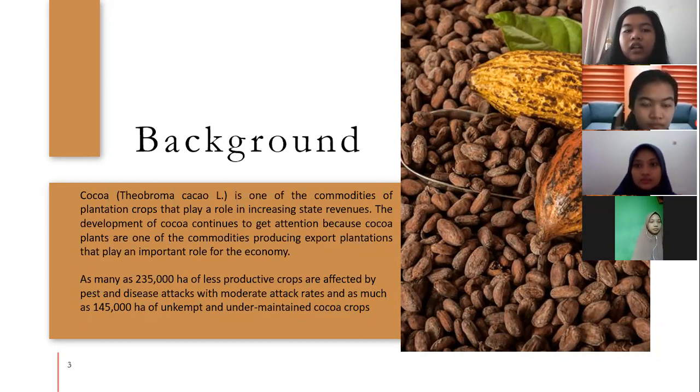As many as 203,005 hectares of less productive crops are affected by pests and disease attacks with moderate attack rates, and as much as 145,000 hectares of unkempt and under-maintained cocoa crops.